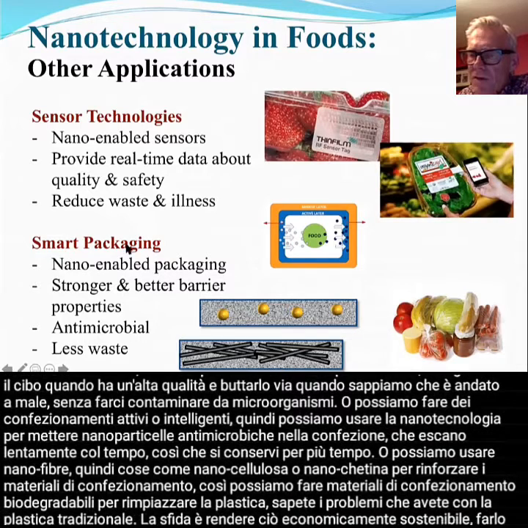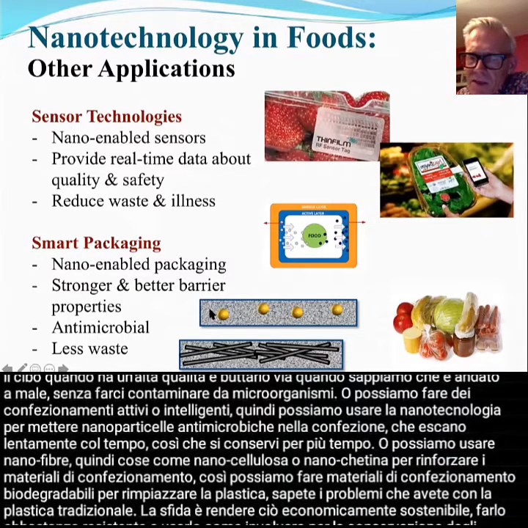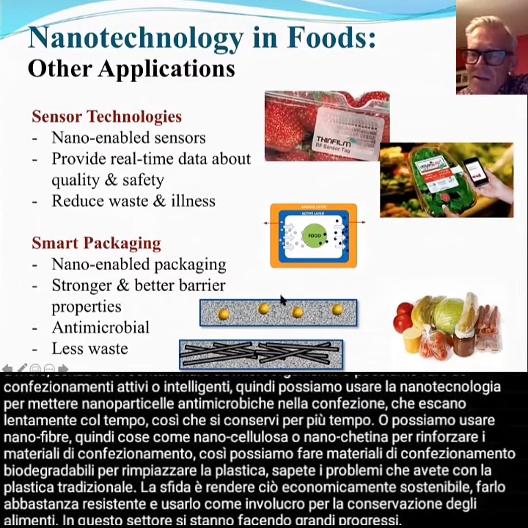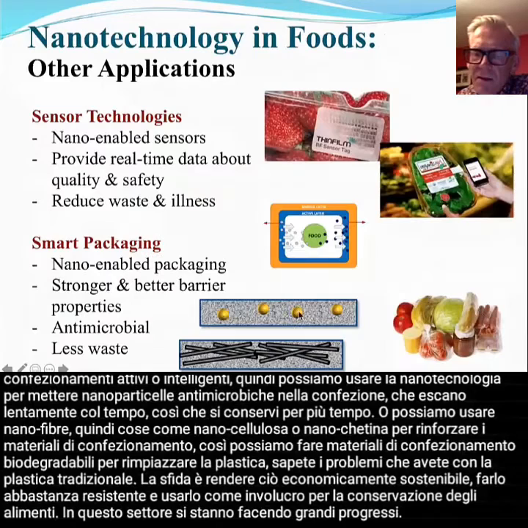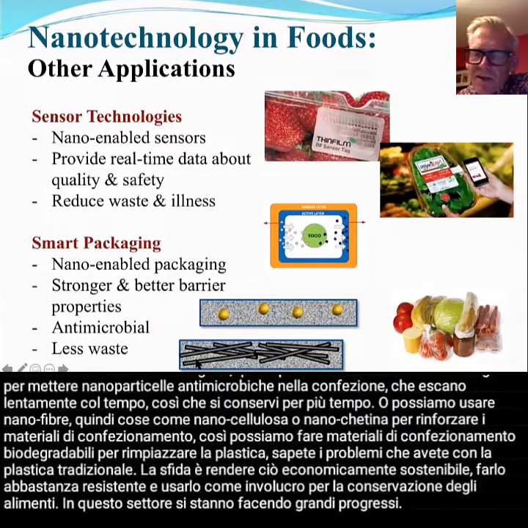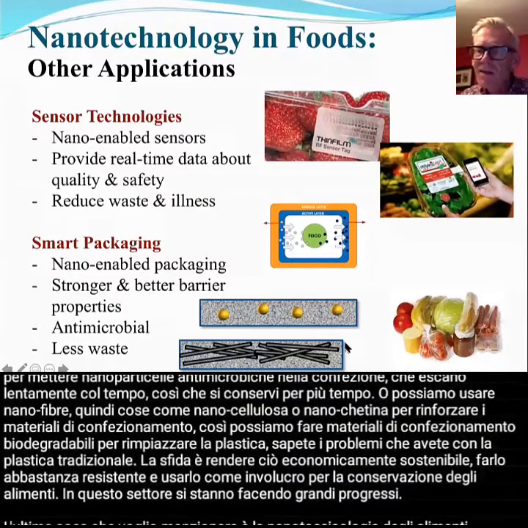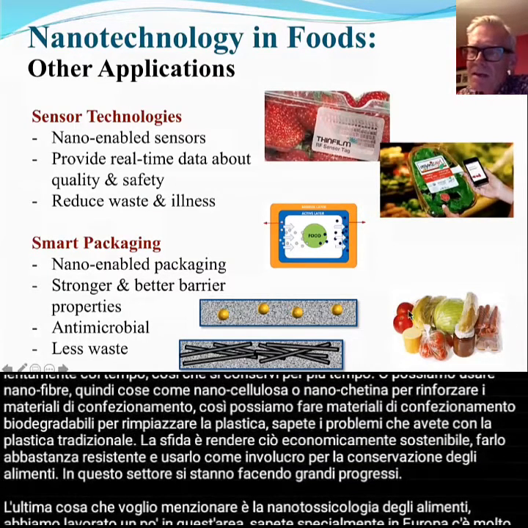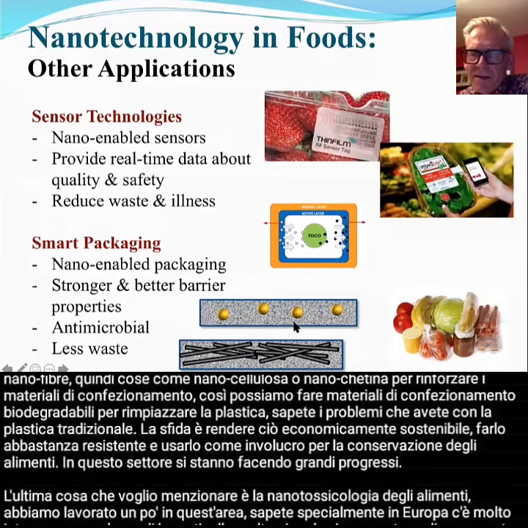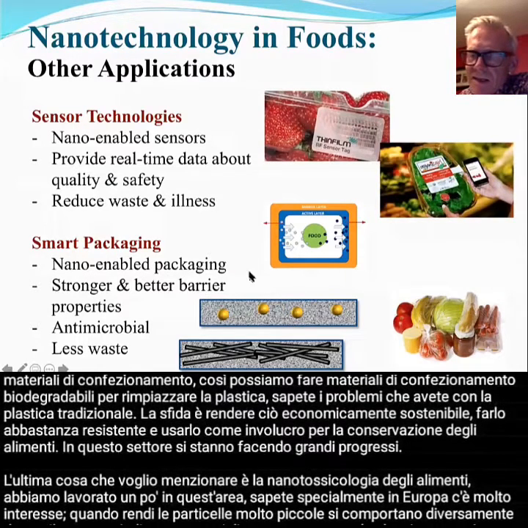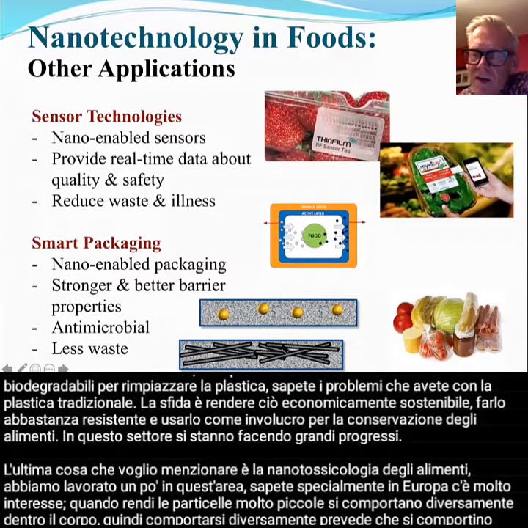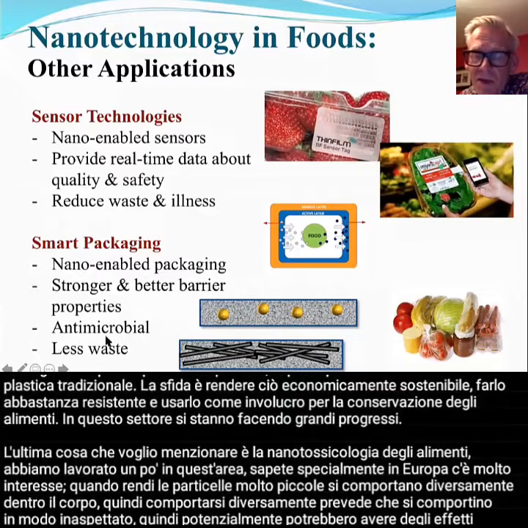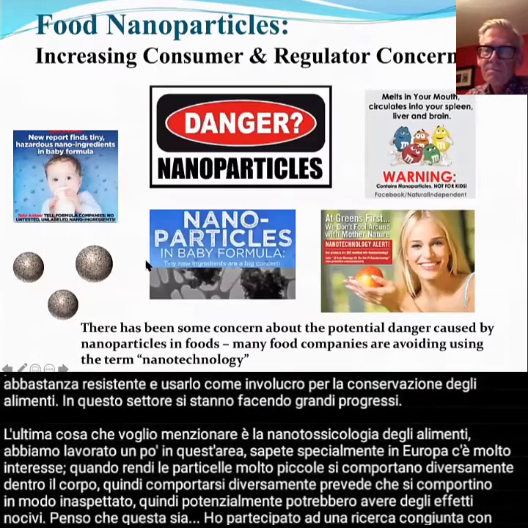Or we can make active or smart packaging. So we can use nanotechnology to put antimicrobial nanoparticles in packaging that slowly leak out over time so that it preserves the food for longer. Or we can use nanofibers, so things like nanocellulose or nanochitin, to strengthen packaging materials. So we can make biodegradable packaging materials to replace plastic and all the problems you have with conventional plastic. So the challenge is to make these economically viable, and also to make them robust enough to actually use in real food applications. But I think there's been a lot of progress made in this area.